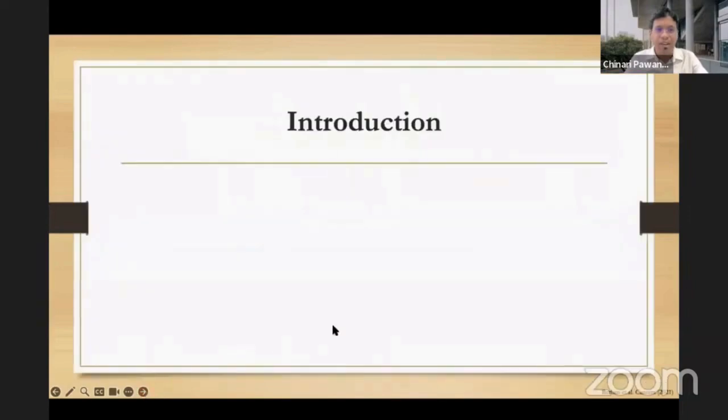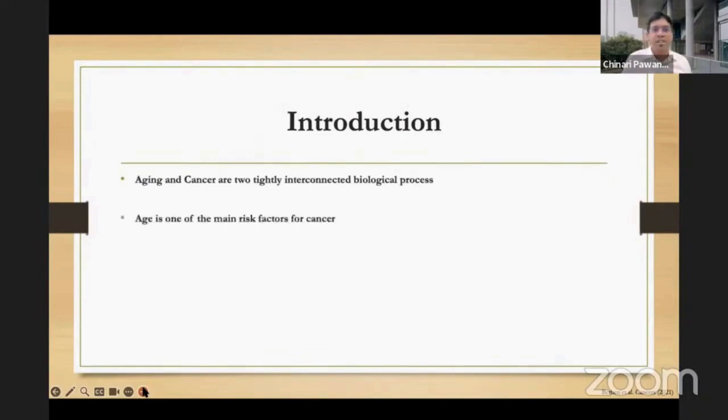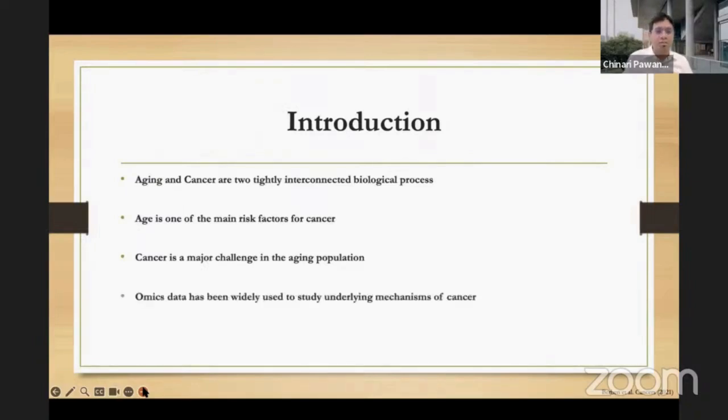So to get started, let me just give you a brief introduction about why I'm talking about cancer and how it fits into this symposium. Aging and cancer, as we know, are two tightly interconnected biological processes, and age is one of the main risk factors of cancer. That's why it's very important to study cancer. And cancer, as we know, is one of the major challenges as well in the aging population. And I'm going to talk about how omics data has been widely used to study the underlying mechanisms of cancer.